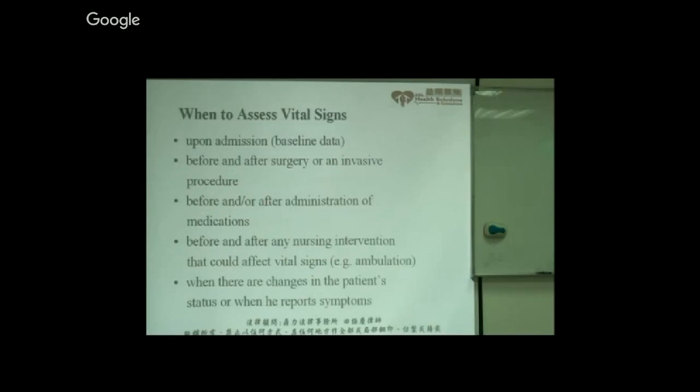Before and or after administration of your medications, especially those that affect the vital signs. When you give epinephrine, or anything that will affect the vital signs, any medicine. Like when you give inhalers to patients with asthma, you have to check the RR again, before and after giving medications. Before and after, or before or after.